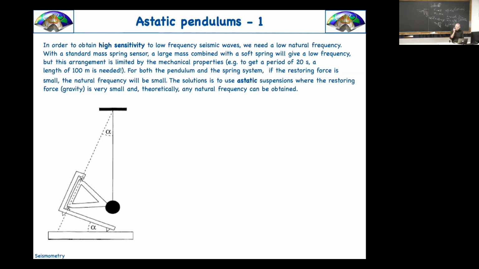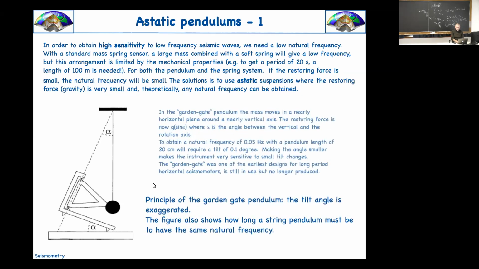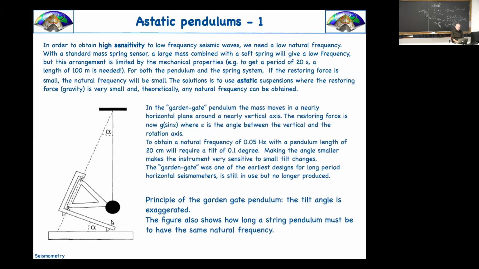But maybe we can play with that, with some frames that are tilting the pendulum, and the idea is this one, so that the effective force on the pendulum is smaller. And that was the idea. Because if you use a frame like that, and that's called a garden gate, because it's like a garden gate, you can play with tilt angles and diminish g. And so instead of using 100 meters, you can use 20 centimeters.